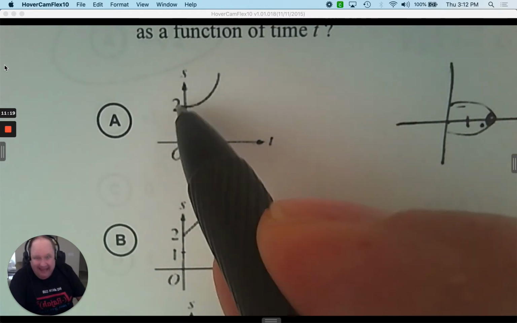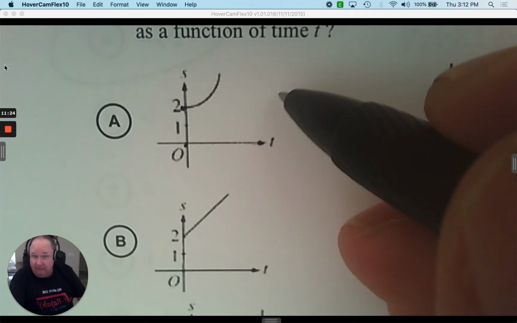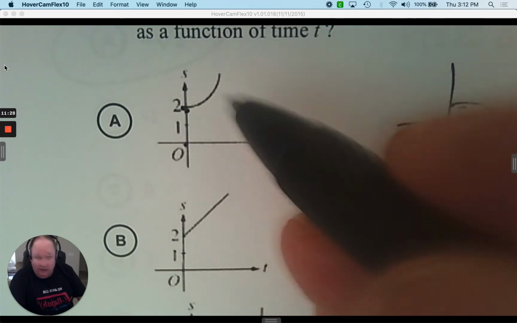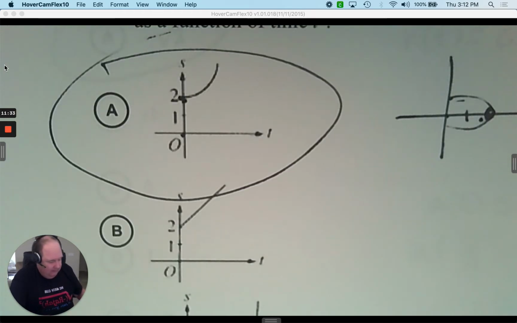2. And I'm looking for a positive acceleration. That's concave up. That's what it means. So it starts at 0, 2, and it's concave up. So that matches with A. Number 32.